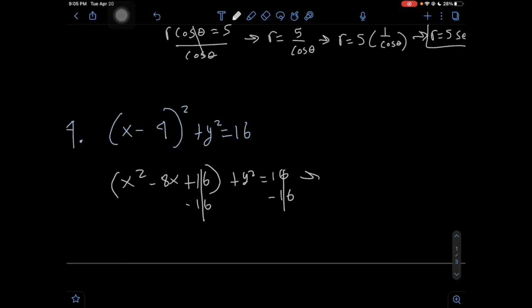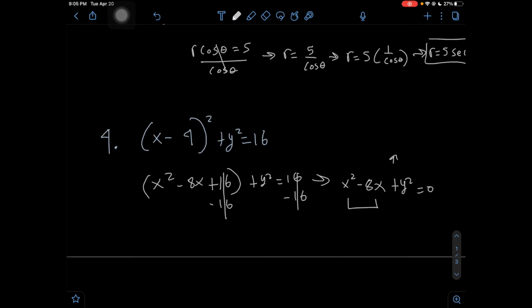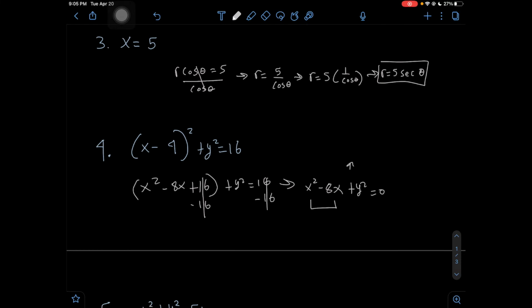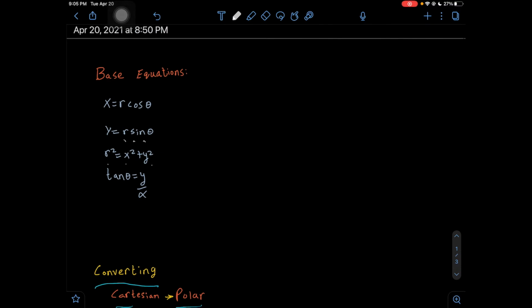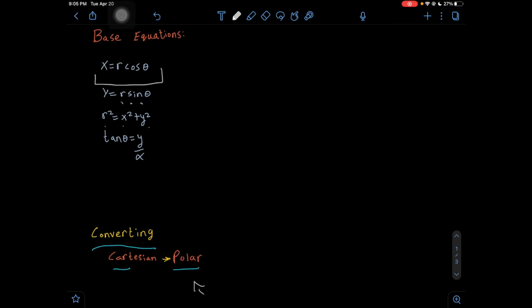The new equation we are left with is x squared minus 8x plus y squared equals 0. Now what we need to realize is that we have an x value in our equation by itself. Let's go back to our base equations and see what x equals. We said x equals r cosine of theta, so we can substitute that in for our x.